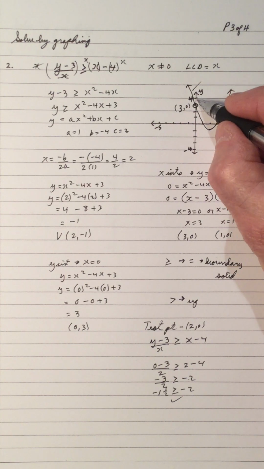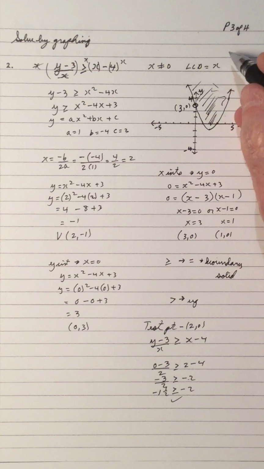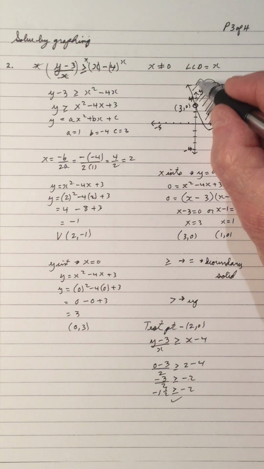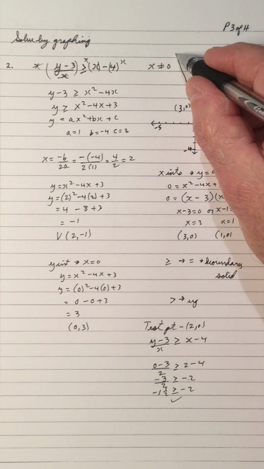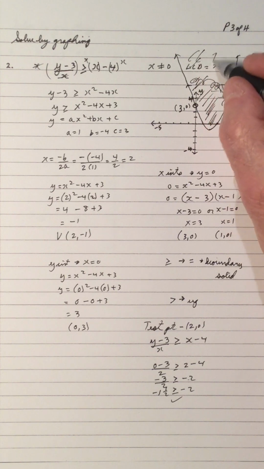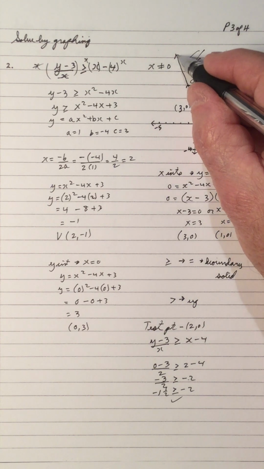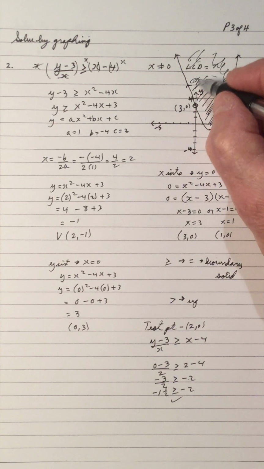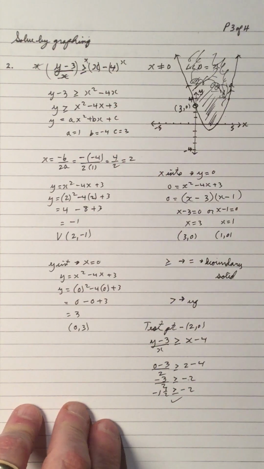So that means I'm shading inside the parabola, or going up. As this goes up and up and up, keeps on going, we keep on shading. As long as this goes to infinity for the y, all points that fit inside of this parabola satisfy this inequality.